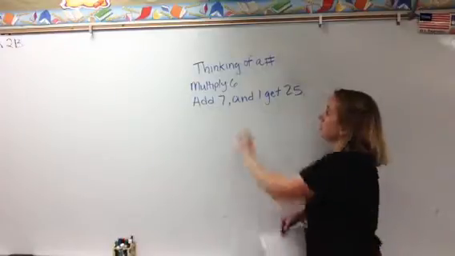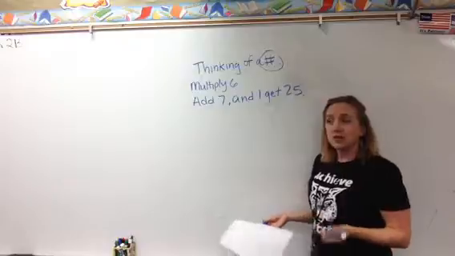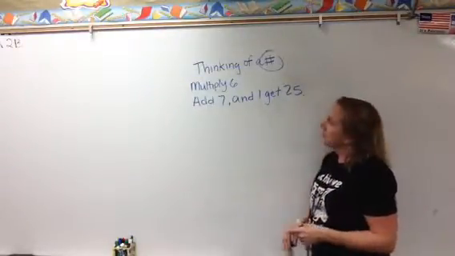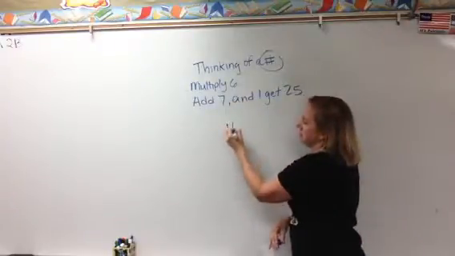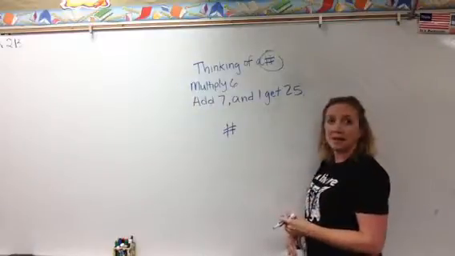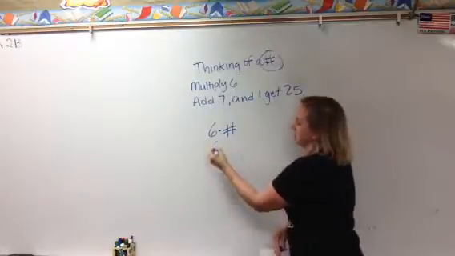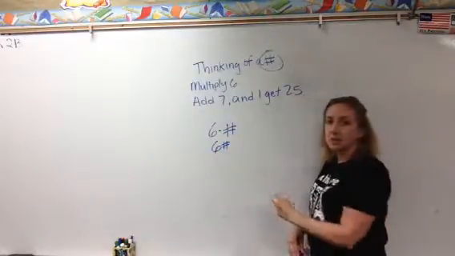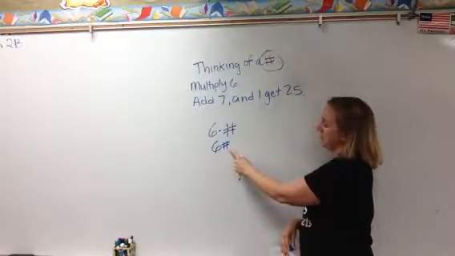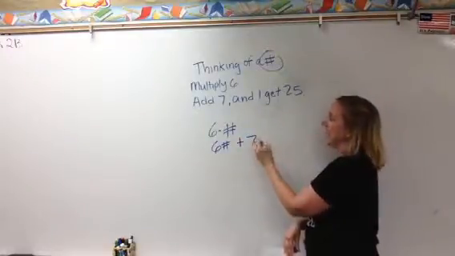All right. So, thinking of a number. Do I know what my number is? No, I don't. So I'm going to have to use some kind of symbol to show that there is a number there, but I don't know what it is yet. I'm going to take my number, and in this case, I'll just use a number sign. I'm going to take my number and multiply it by 6, or I could put them together, something like that. So that shows that they're being multiplied. So 6 times my number, then I'm going to add 7 to that, and I'm going to get.